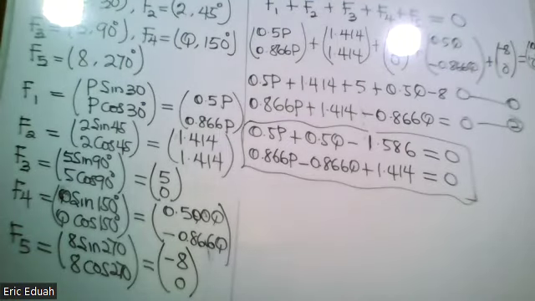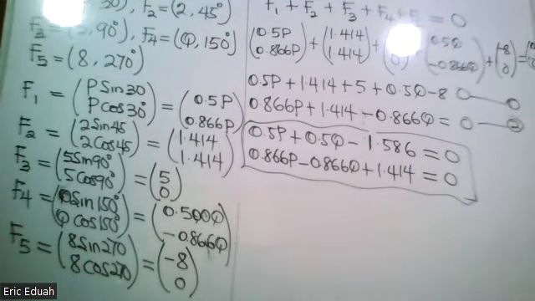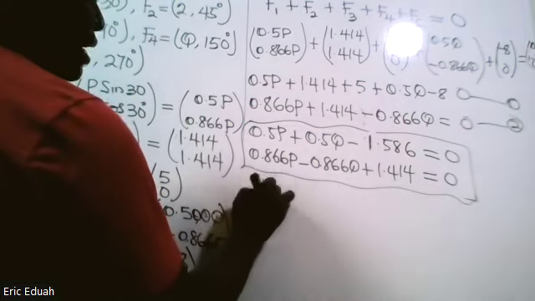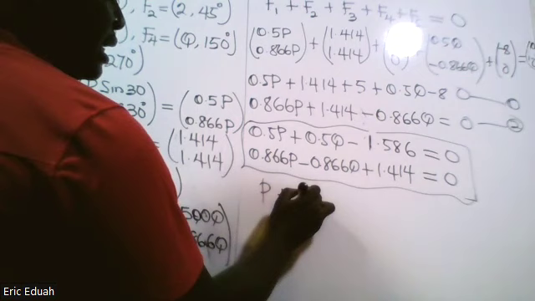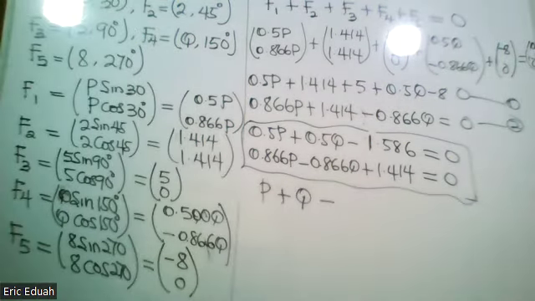Thank you. So, because you are going to solve this simultaneously, you divide through by 0.5. So we have P plus Q minus, divide 1.586 by 0.5.